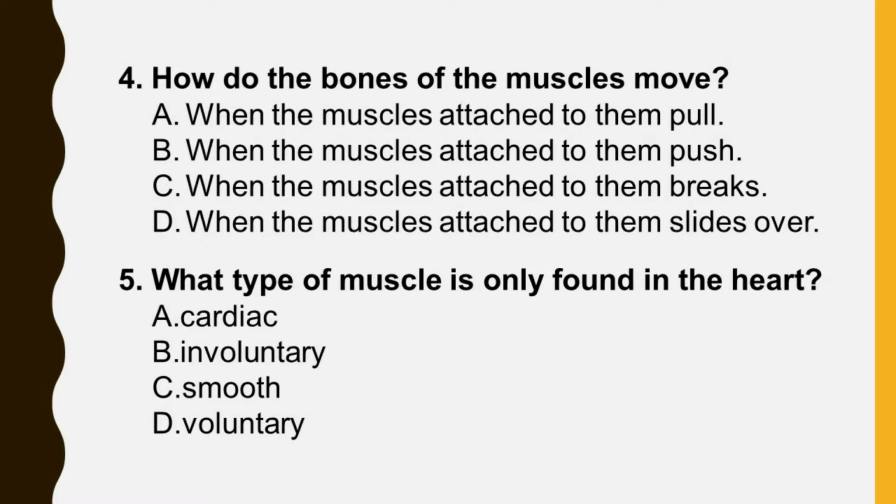Number 5. What type of muscle is only found in the heart? A. Cardiac. B. Involuntary. C. Smooth. D. Voluntary. Now, how did you find the quiz? If you find it difficult, do not worry because we are going to discuss more about the muscular system.